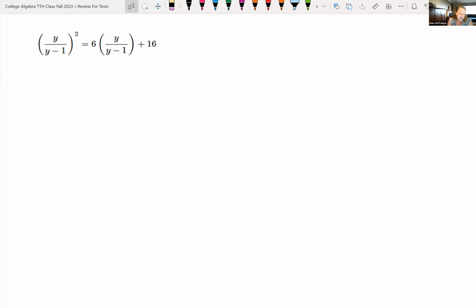So our next equation, we have in parentheses y, and that y is all over y minus 1, and then that quantity is squared. This is equal to 6 times parentheses y all over y minus 1 plus 16. So looking at this again, we can make this a quadratic by choosing u to be what's inside that parentheses. So if we let u equal y divided by y minus 1, we have u squared is equal to 6 times u plus 16.